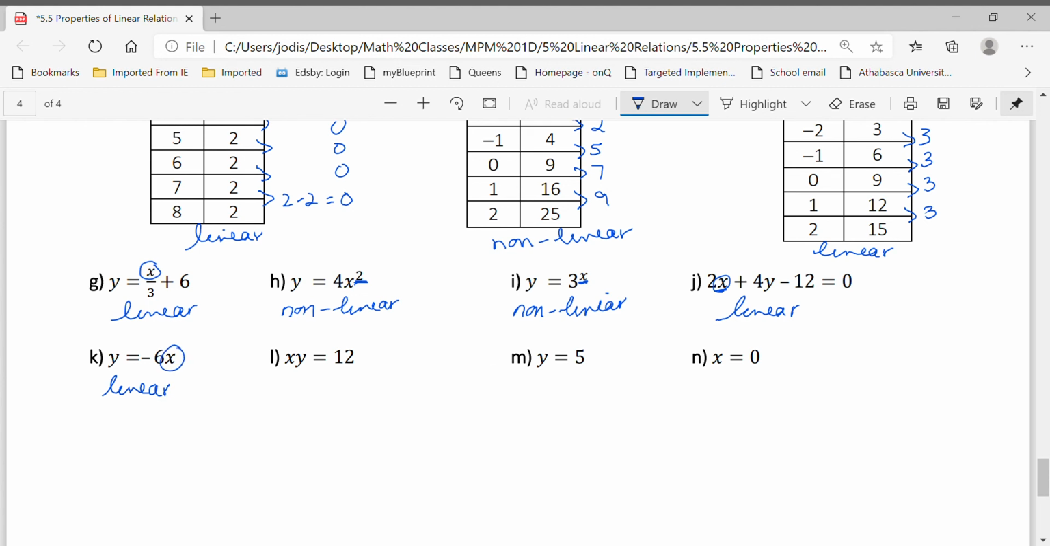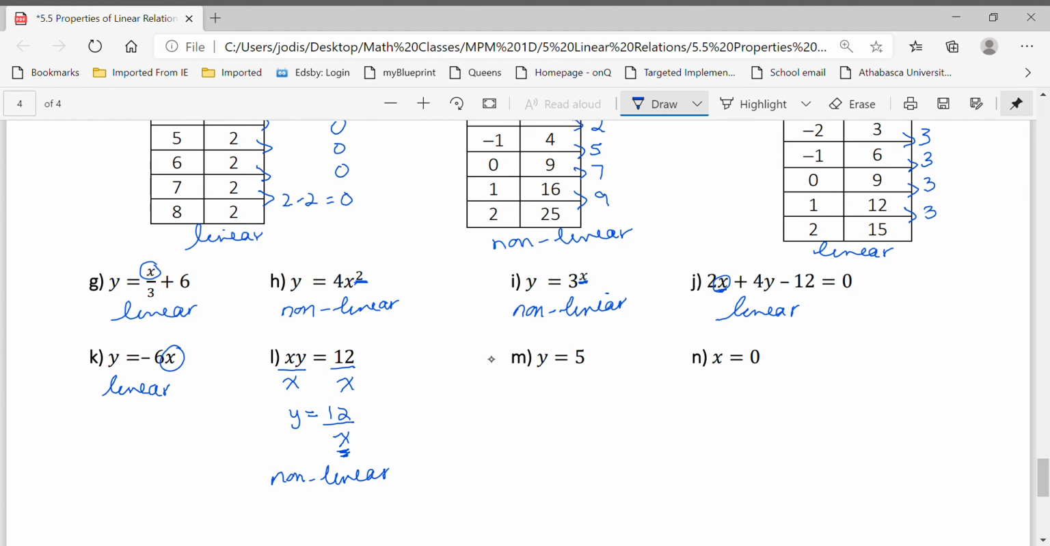This one is tricky because if you look at it like this, you might assume it's linear, but make sure to solve for y to get y equals. If we do, we'd have to divide both sides by x. So this would actually equal y equals 12 over x. And x can never be in the denominator. So this one would be nonlinear because x is in the denominator. It can only be in the numerator.